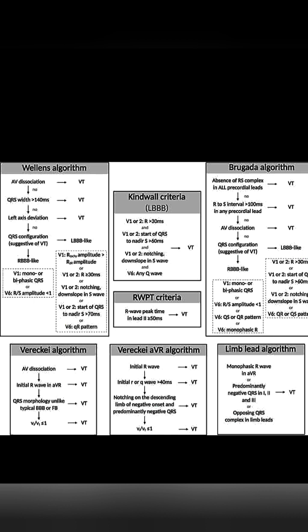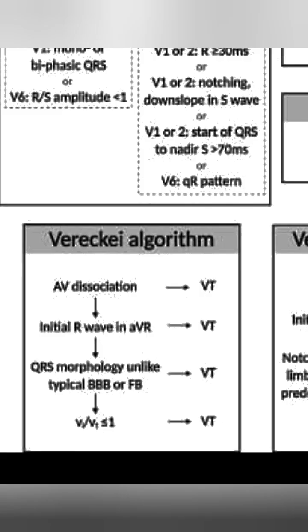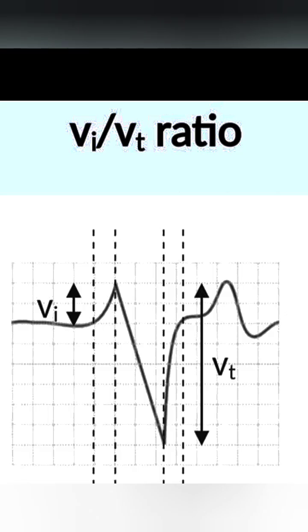Now we'll discuss the Vereckei algorithm, which looks for AV dissociation. If there is any, this is VT. If there is initial big R wave in aVR, it is VT. If QRS morphology is unlike typical bundle branch block or fascicular block, it is VT. Vi to Vt ratio less than or equal to 1. Here depicted is the Vi to Vt ratio. If this is less than or equal to 1, this is VT on general Vereckei criteria.